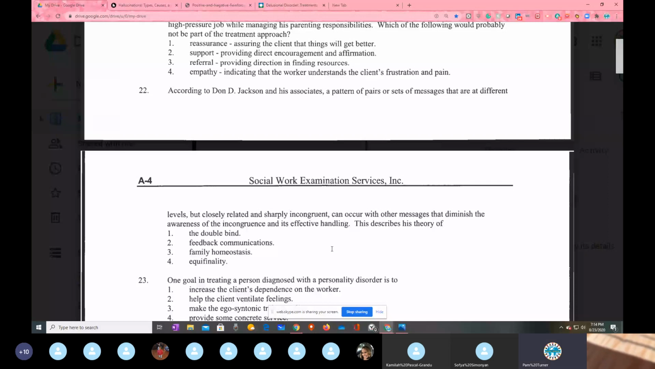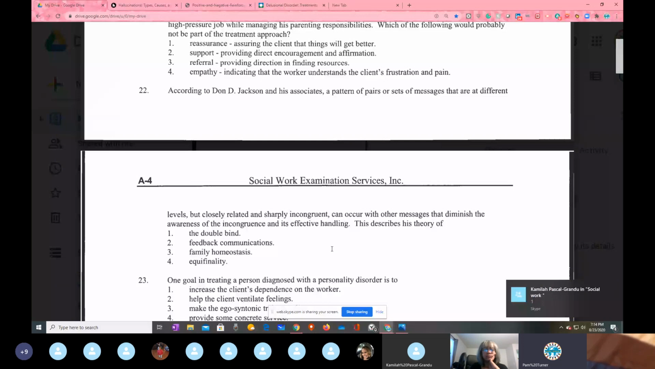Okay, a pattern of pairs or set of messages that are at different levels, but closely related and sharply incongruent, can occur with other messages that diminish the awareness of the incongruence and its ineffective handling. This describes the theory of what? That's a lot of words, isn't it? And a lot of my clients have difficulty just establishing what it's asking me. So according to the question, I'm looking at a pattern or a set of messages. I've given you a message, I'm going to give you another message, and they're different. They're closely related, but incongruent. Incongruent means they don't match up.